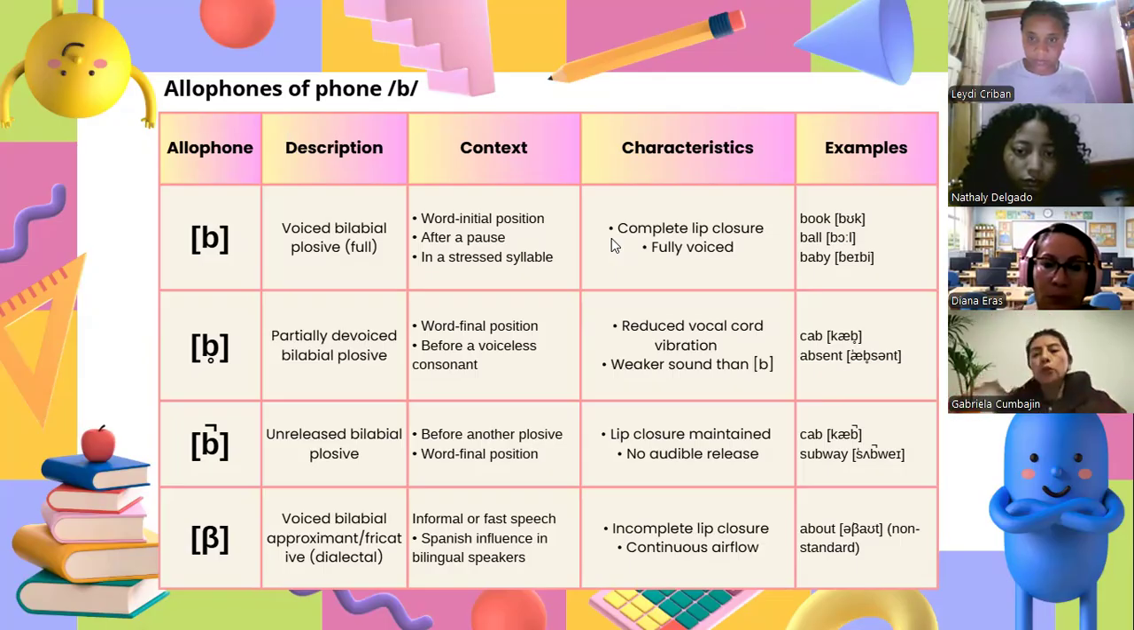The lip occlusion is maintained with no audible release. For example, cub, subway. And finally, the voiced bilabial approximant or fricative. This appears in informal or fast speech, because of Spanish influence in bilingual speakers, with incomplete lip closure and continuous airflow. For example, about. Next.